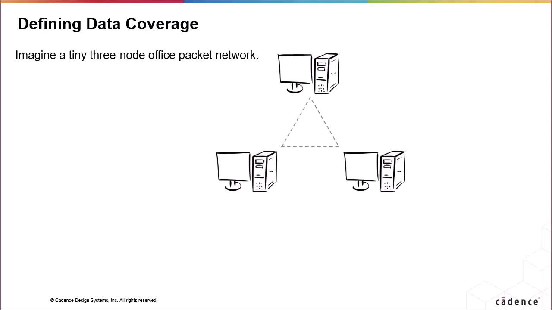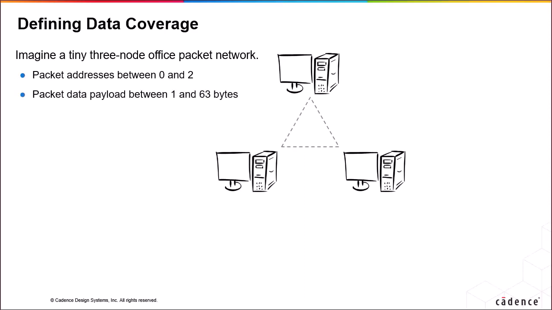This video gets you started using SystemVerilog cover groups for data coverage. Imagine a tiny 3-node office-sized packet network. Packet addresses are between 0 and 2.